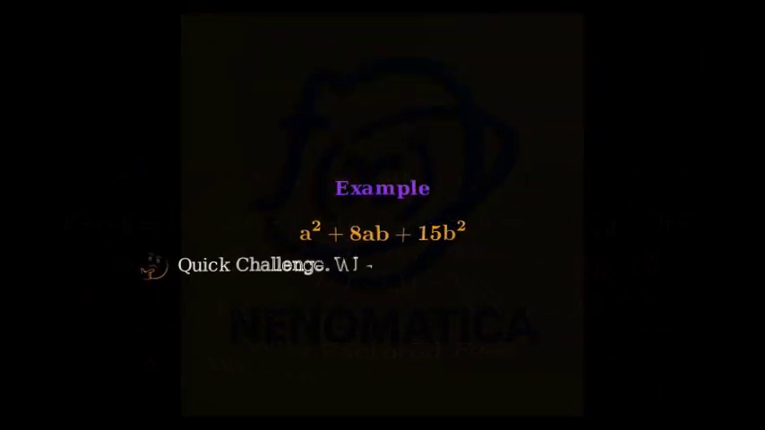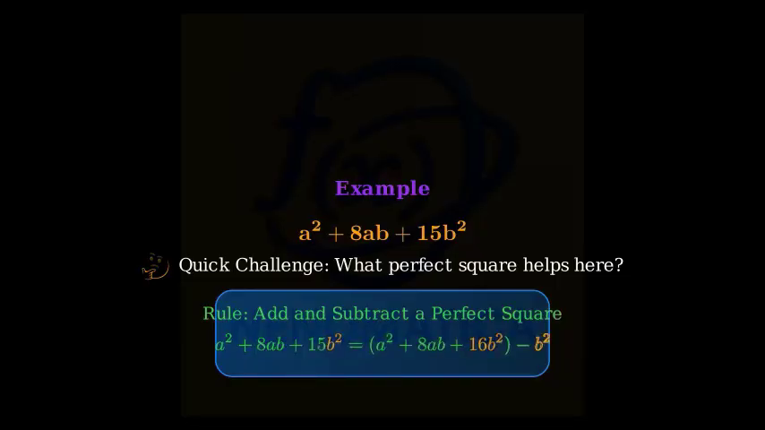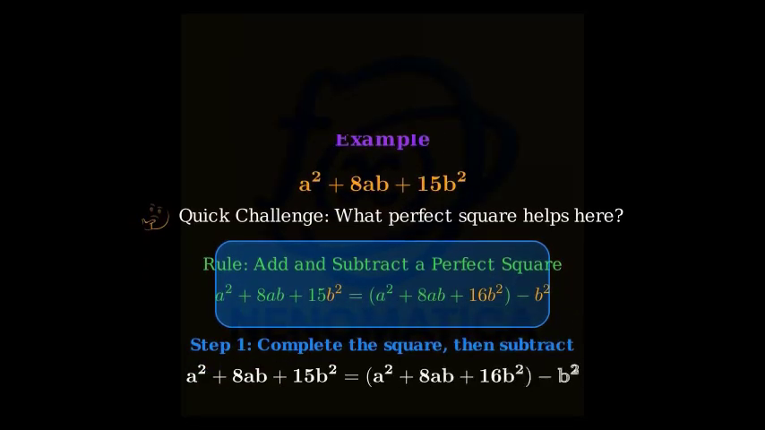We strictly follow the exact step order shown in the image for the expression a squared plus 8ab plus 15b squared. Step 1. Rule box. Add and subtract a perfect square to complete a square inside. We will add and subtract 16b squared to reorganize the trinomial.